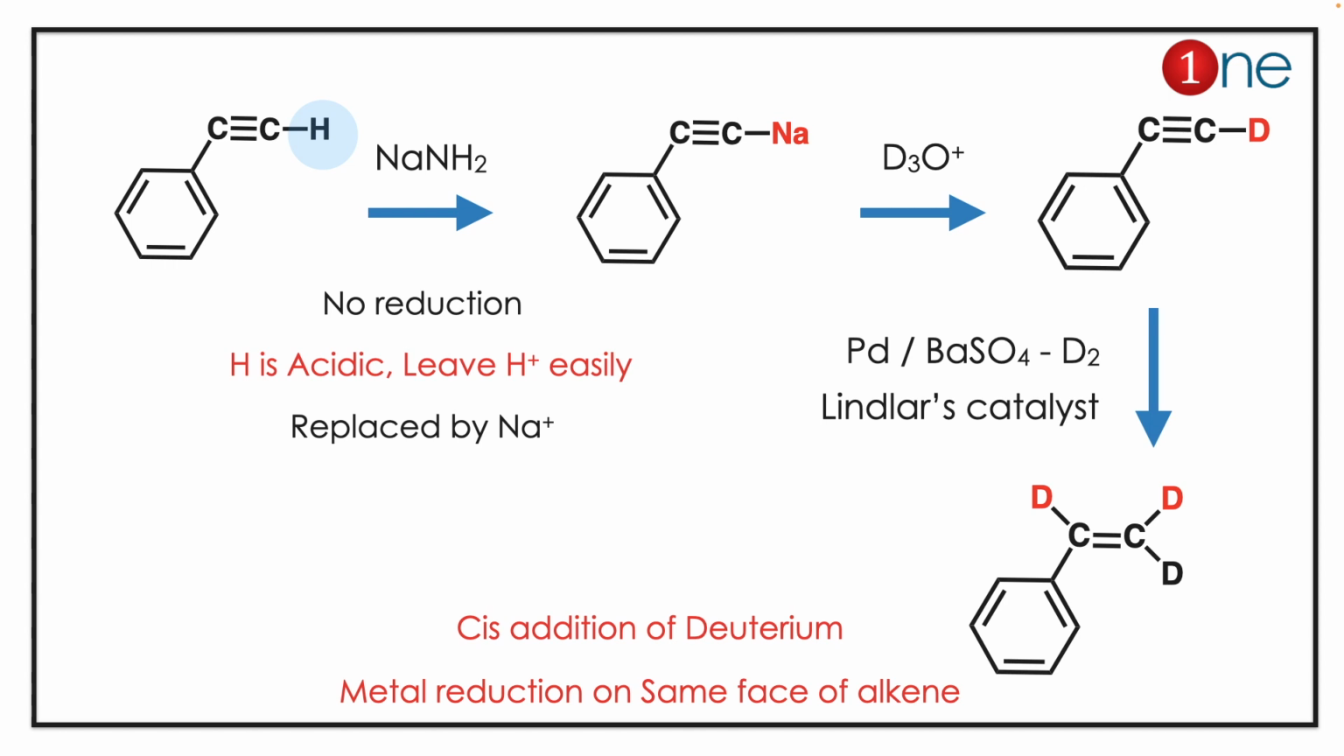Here Lindlar catalyst reduces the triple bond to the double bond. The reduction happened, but the double bond is reduced in a specific way, which is in the cis form. This is a very important fact. Here cis addition of deuterium happens because metal reduction occurs on the same side.